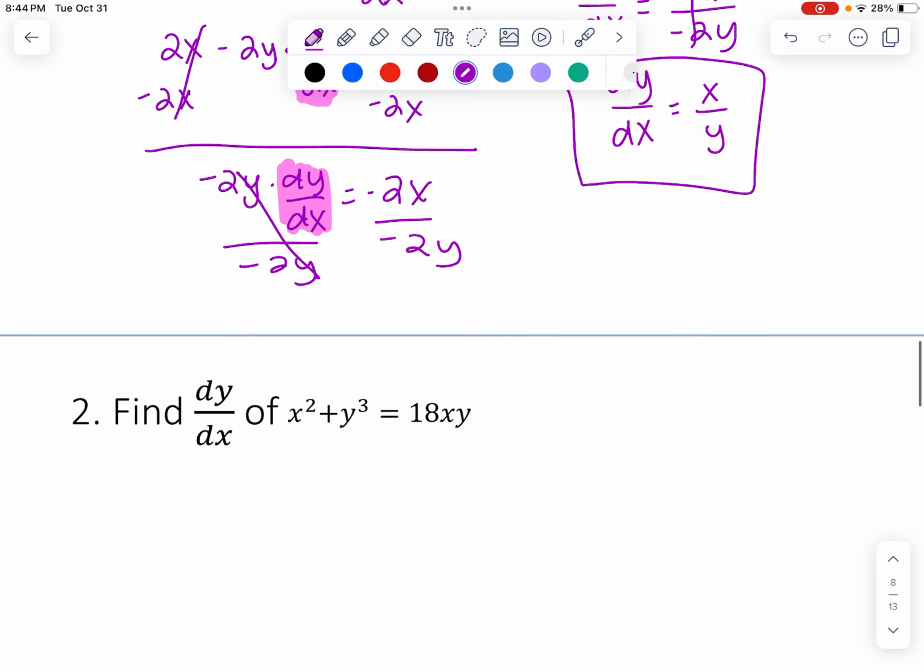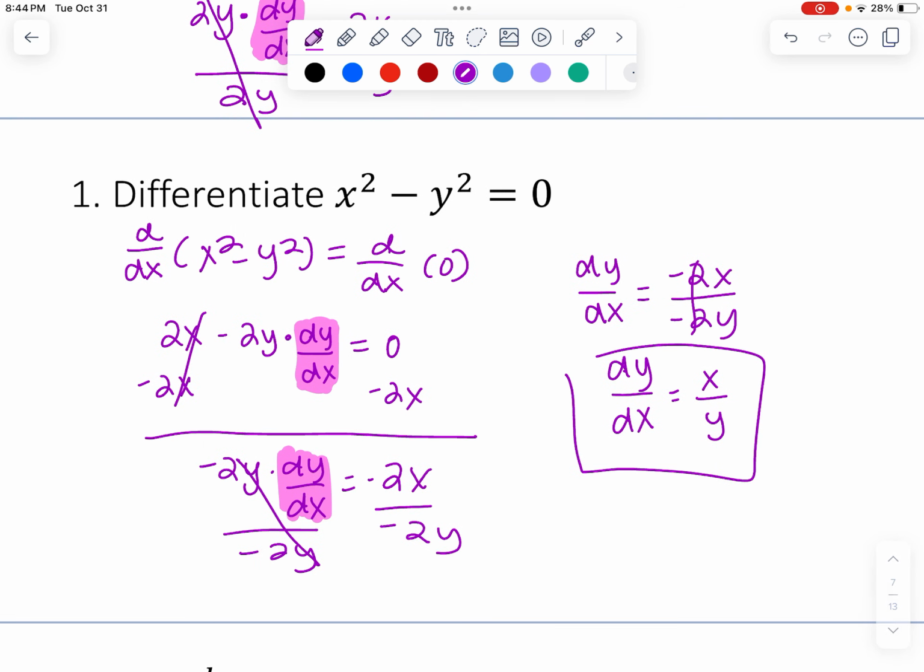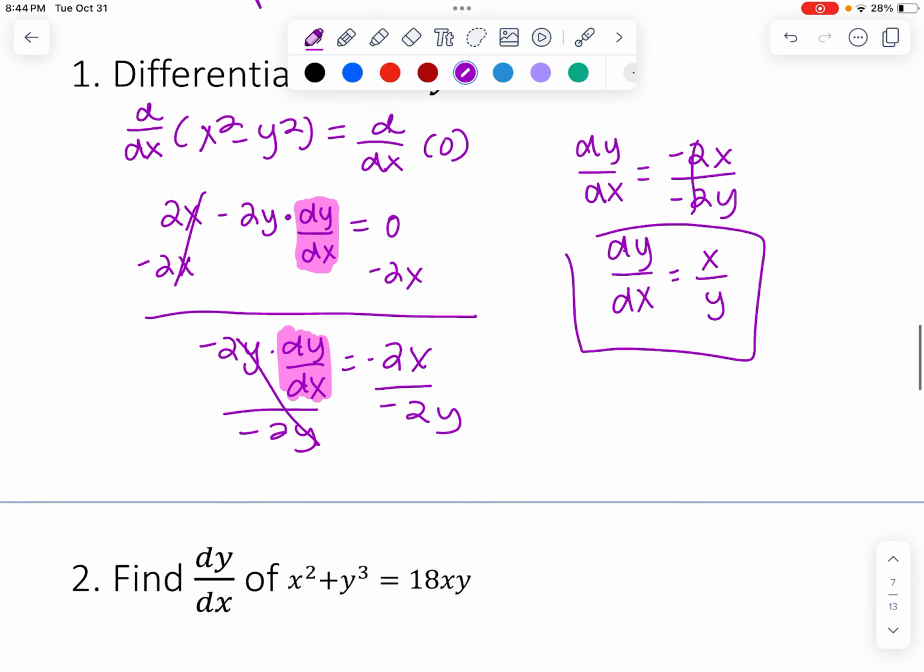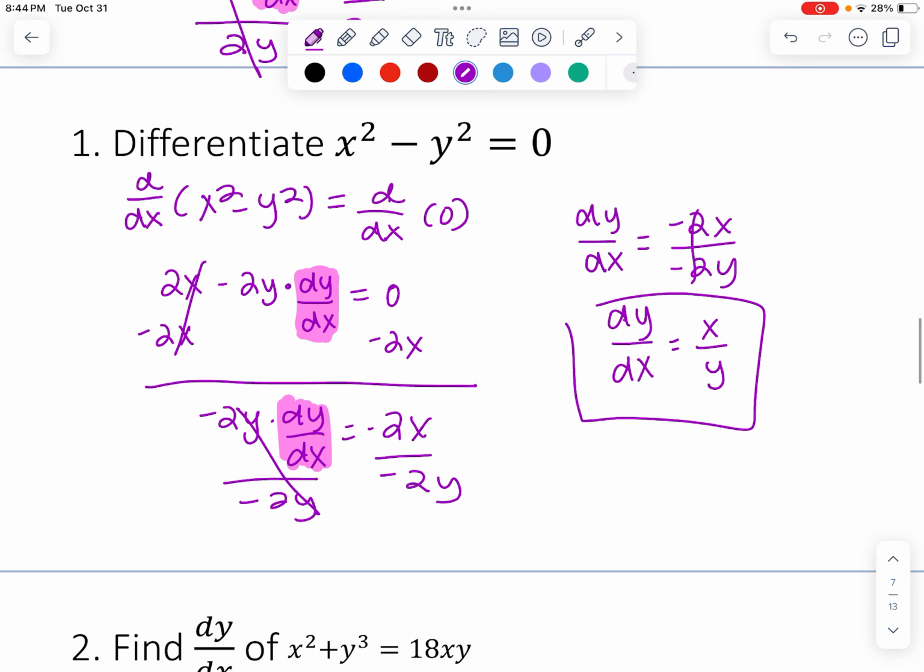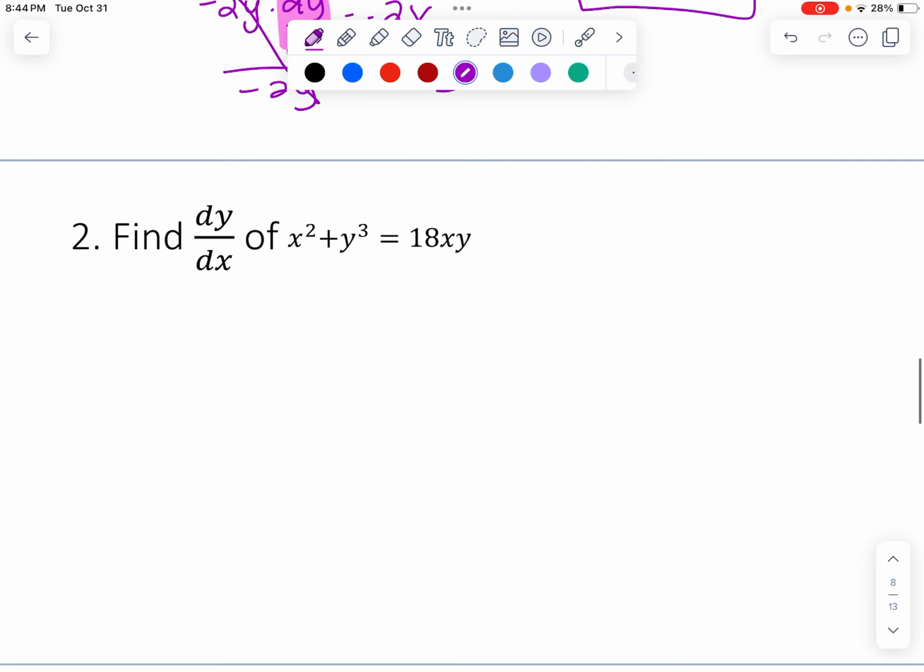Okay, on to another. A lot of times your answers are going to look that simple, something like x over y. But this next one is a doozy. We did some pretty easy ones to start off with. Now we're going to do a lot harder one. So just be prepared. Sometimes these problems get really, really nasty. So this is an example of a very nasty problem.